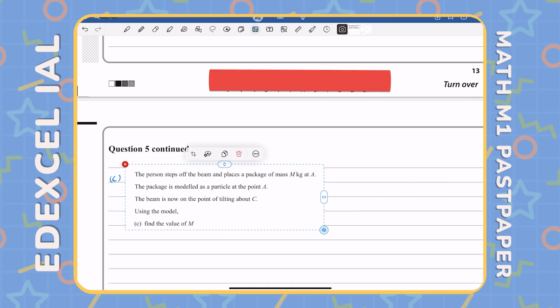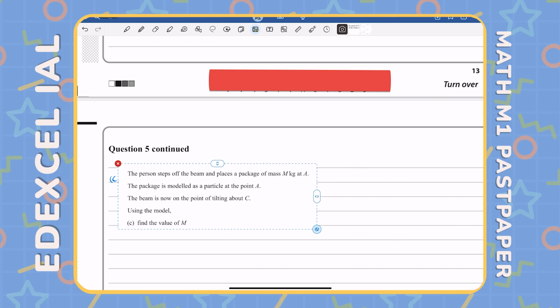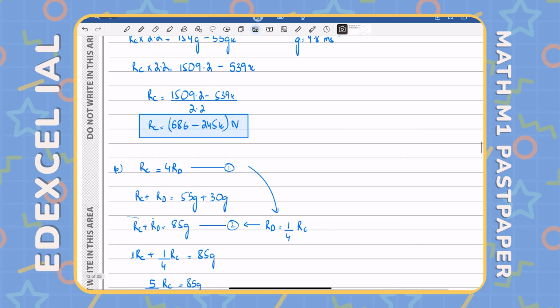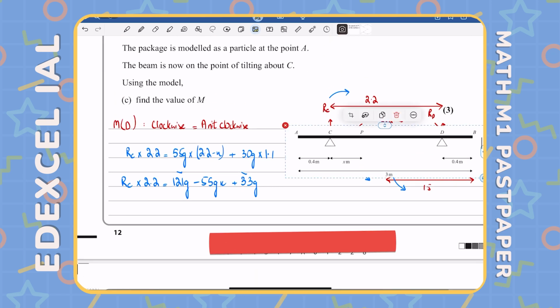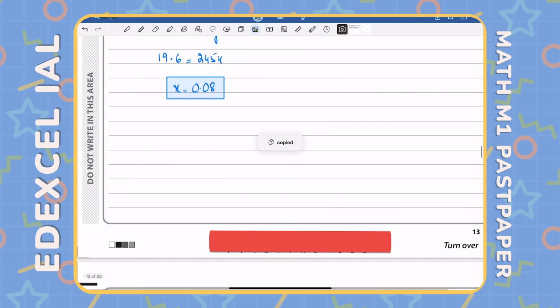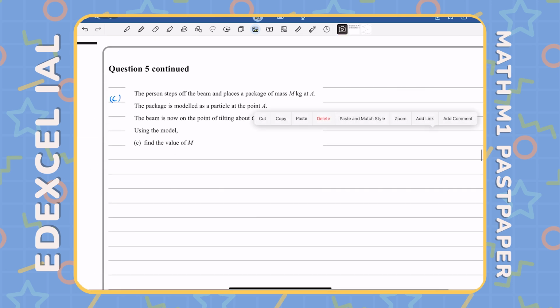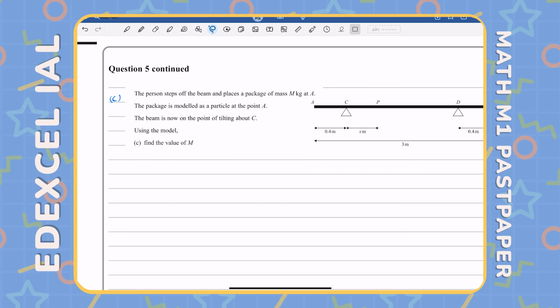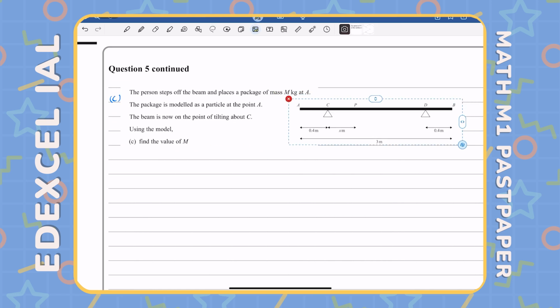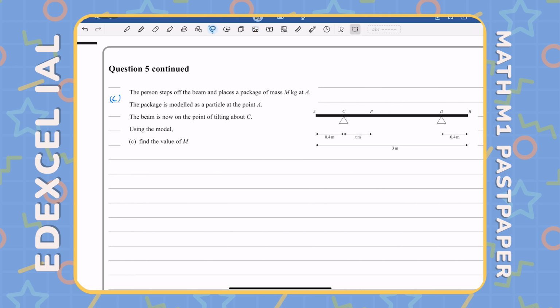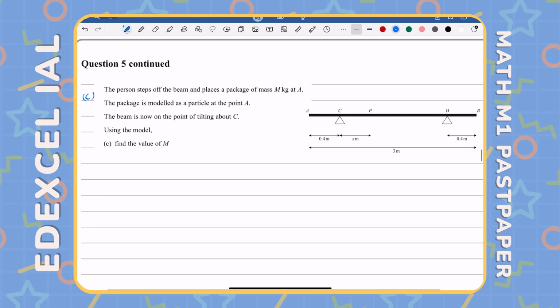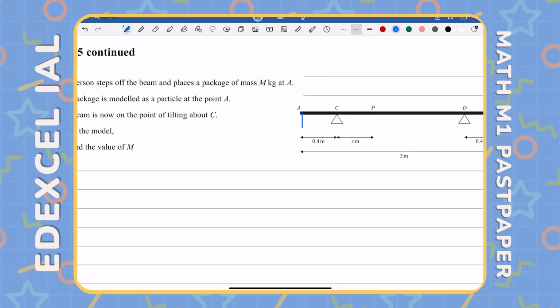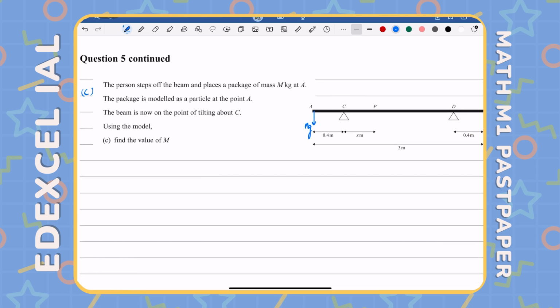Part C says the person steps off the beam and places a package of mass m kg at A. So a good idea would be to copy this also and paste it here. Okay, so that means the 55G force will no longer be there because the person, as mentioned in the question, has stepped off the beam. Okay, and instead we have a mass of m kg at A. So that means now there is a force of mg acting downwards from A. The package is modeled as a particle at the point A.